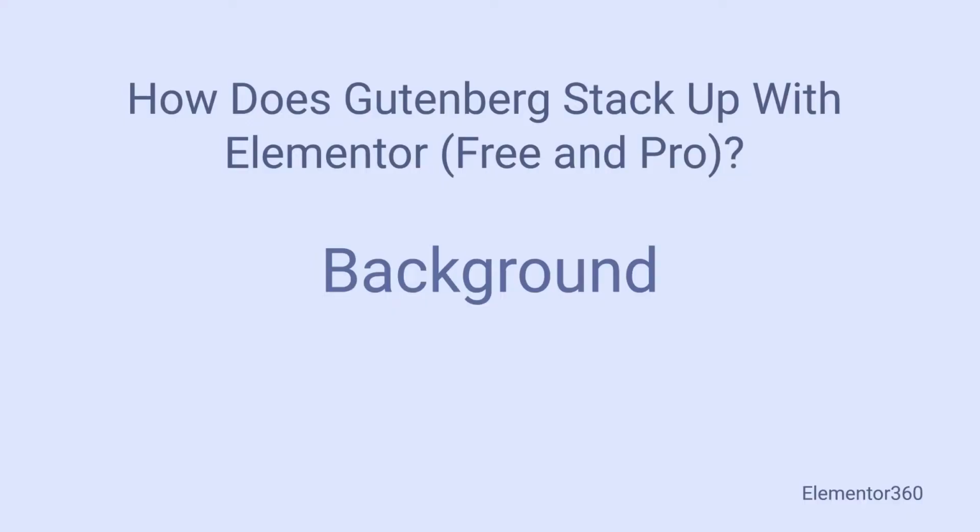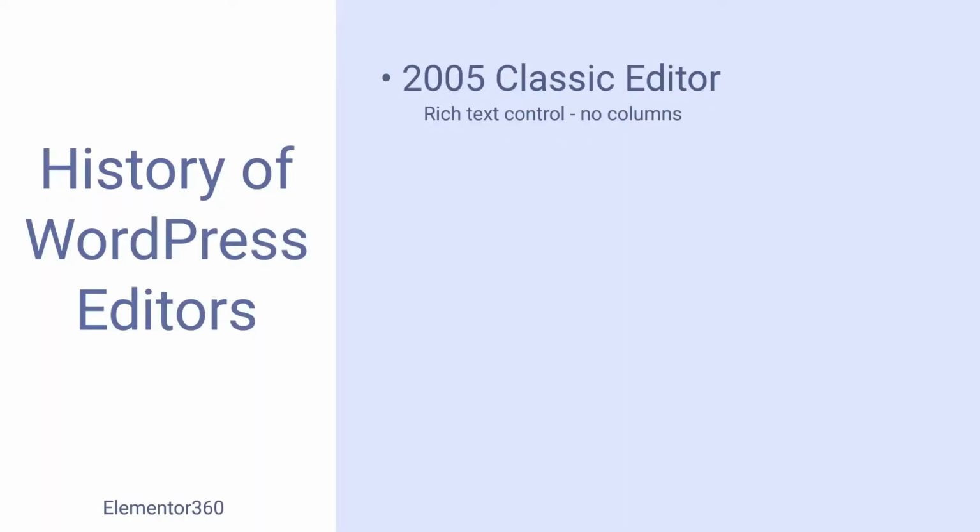Let's start with a bit of background. The classic editor was introduced way back in 2005. At that time, many WordPress core developers believed that anything other than just plain text, with maybe a few pictures, was extravagant bloat. Literally, there was no native ability to create columns. If you wanted to add padding or margin, then you had to go into text mode and do it manually.